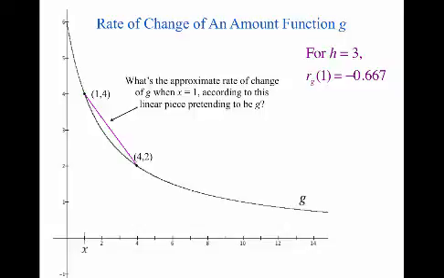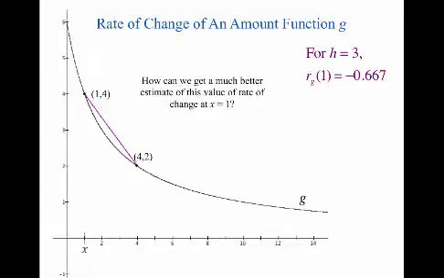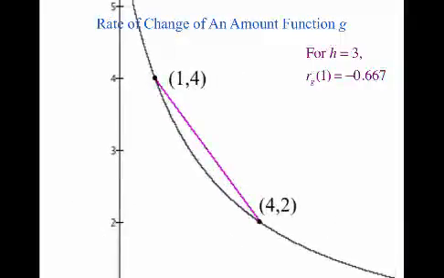Where is Sterling? Sterling, you here? Yeah. How can we get a better approximation at the point (1, 4) for the rate of change? How do I get a better approximation for the rate of change at x equals 1 than the one we just calculated according to the pink line? Use a smaller delta. Yep, smaller h. Yeah, exactly. Smaller delta x or smaller h.